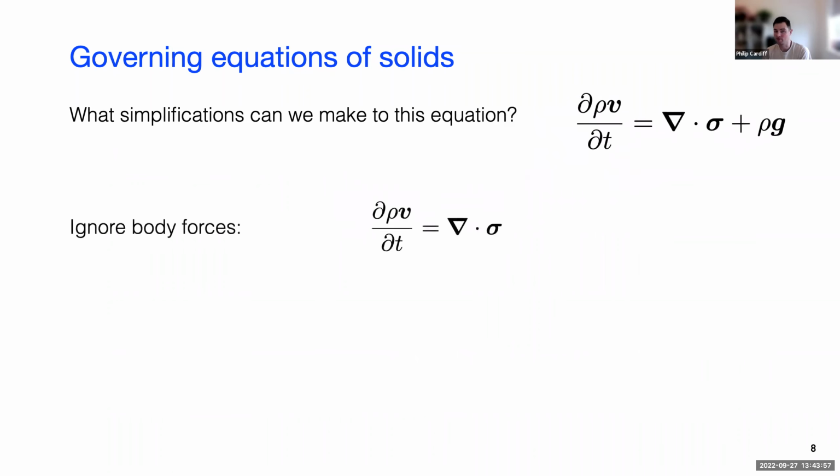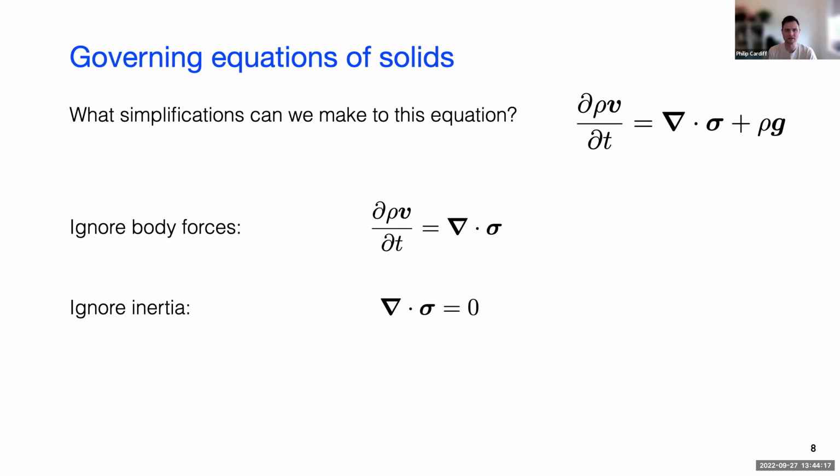Well, we could ignore body forces. So it could just be mass by acceleration per unit volume equals the sum of surface forces. We can also ignore inertia. This doesn't mean that we're ignoring anything changing in time. It's just that we're assuming the acceleration is small, so the acceleration doesn't affect the system.